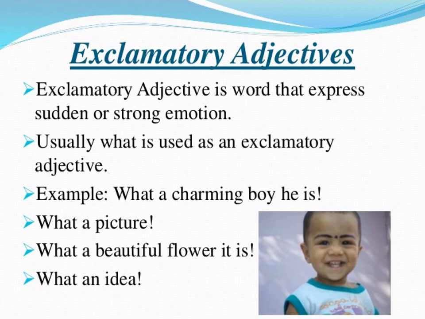And exclamatory adjectives, these express a sudden or strong emotion. Usually what is used as an exclamatory adjective? Example, what a charming boy he is. What a picture. What a beautiful flower it is. What an idea. So the word what in every sentence is trying to put forward an expression or sudden strong emotion along with a noun. Hence, these are exclamatory adjectives.